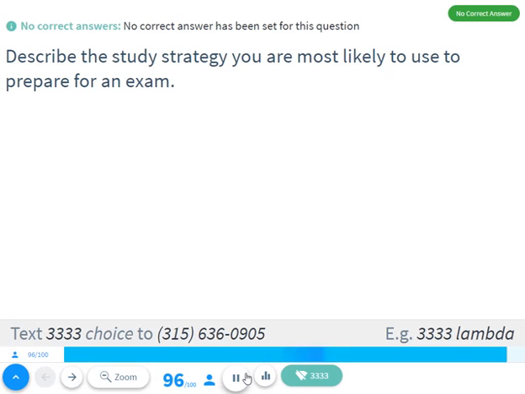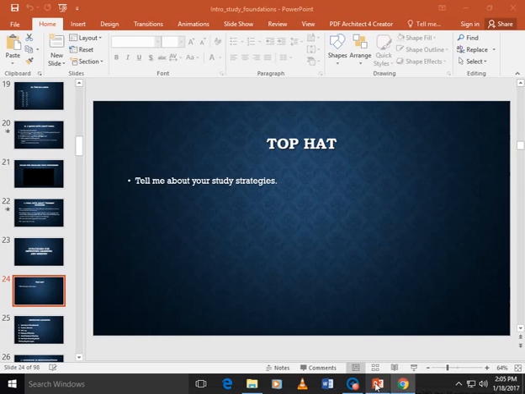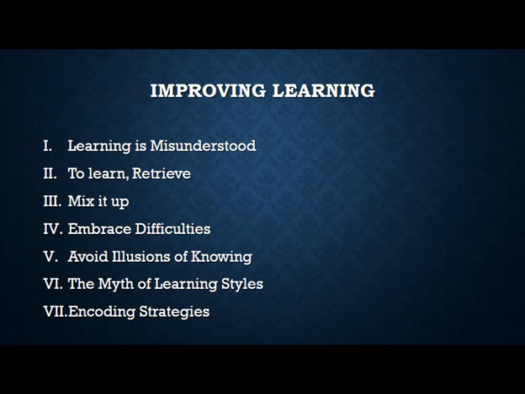Okay, so leave that up on your screens while we talk a little bit about what we're going to talk about today. The reason I start the semester off with this topic is it's one of those areas that has the potential to benefit you throughout the semester.